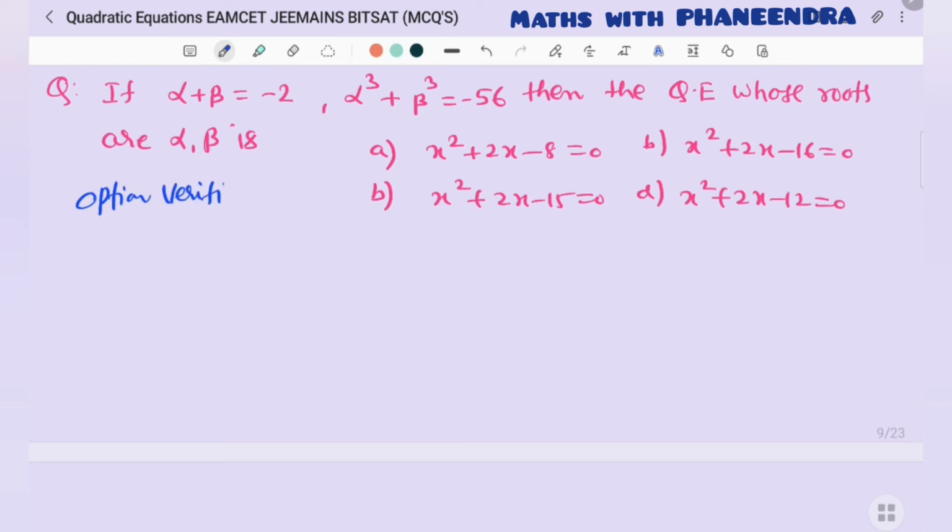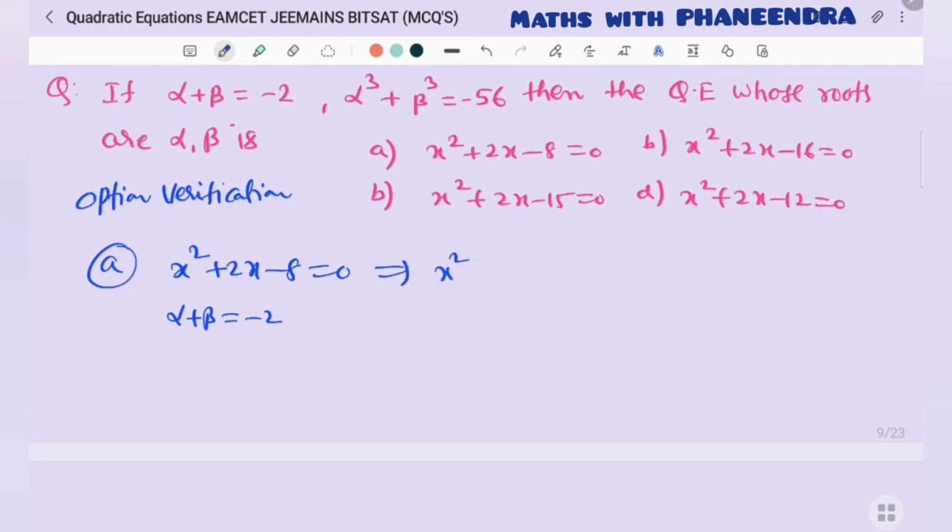Option verification. First I am checking option A: x square plus 2x minus 8 equal to 0. Alpha plus beta equal to minus 2 is satisfying here. Alpha and beta are the roots, no? Sum of the roots is okay, but what are the roots?